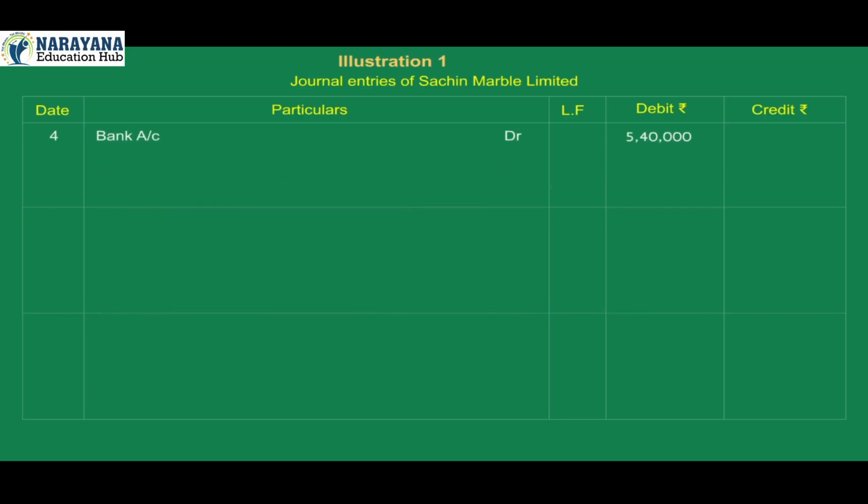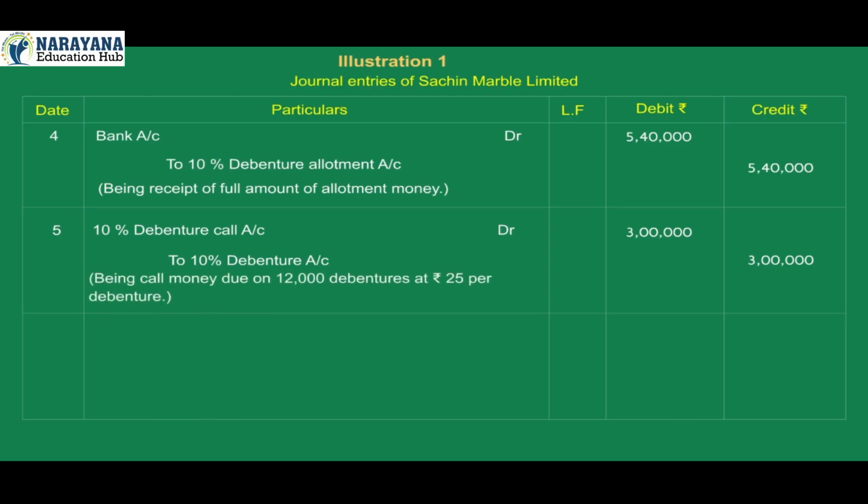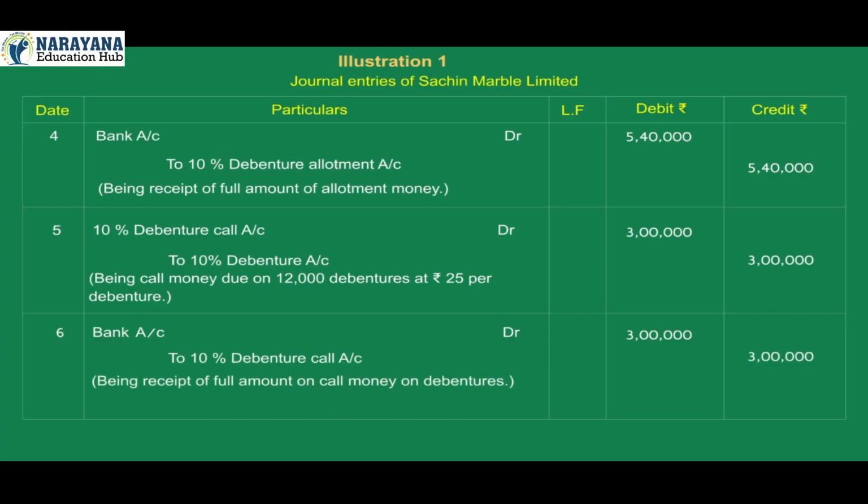4. Bank account debit ₹5,40,000 to 10% debenture allotment account credit ₹5,40,000. Being receipt of full amount of allotment money. 5. 10% debenture call account debit ₹3 lakh to 10% debenture account credit ₹3 lakh. Being call money due on 12,000 debentures at ₹25 per debenture. 6. Bank account debit ₹3 lakh to 10% debenture call account credit ₹3 lakh. Being receipt of full amount on call money on debentures.